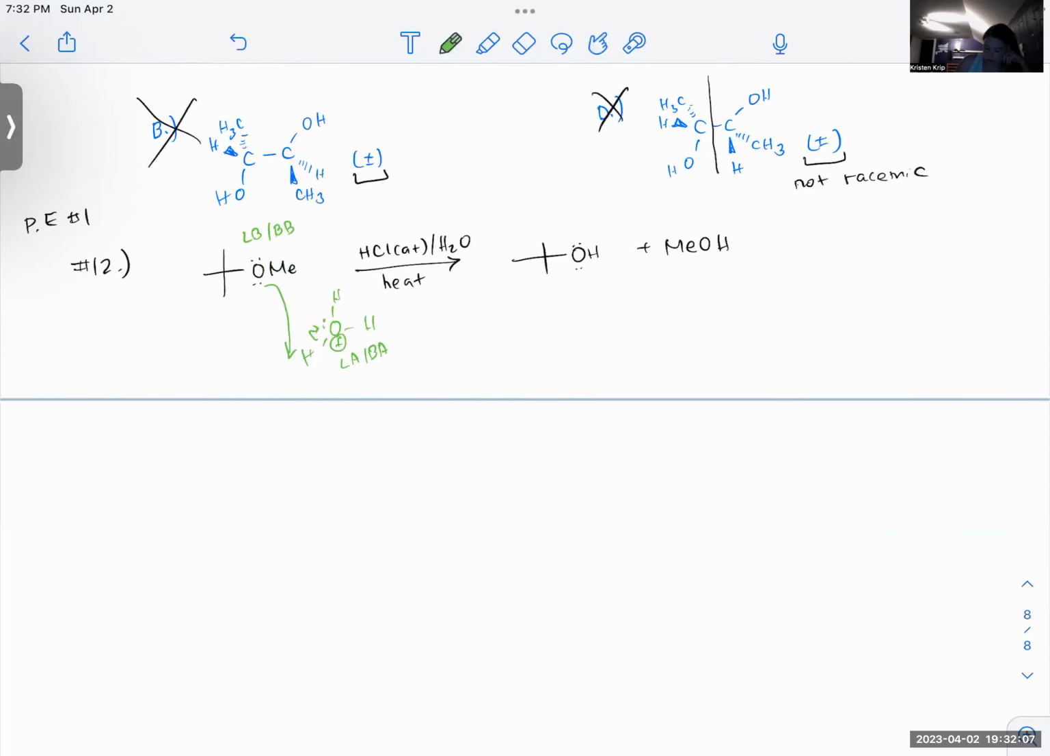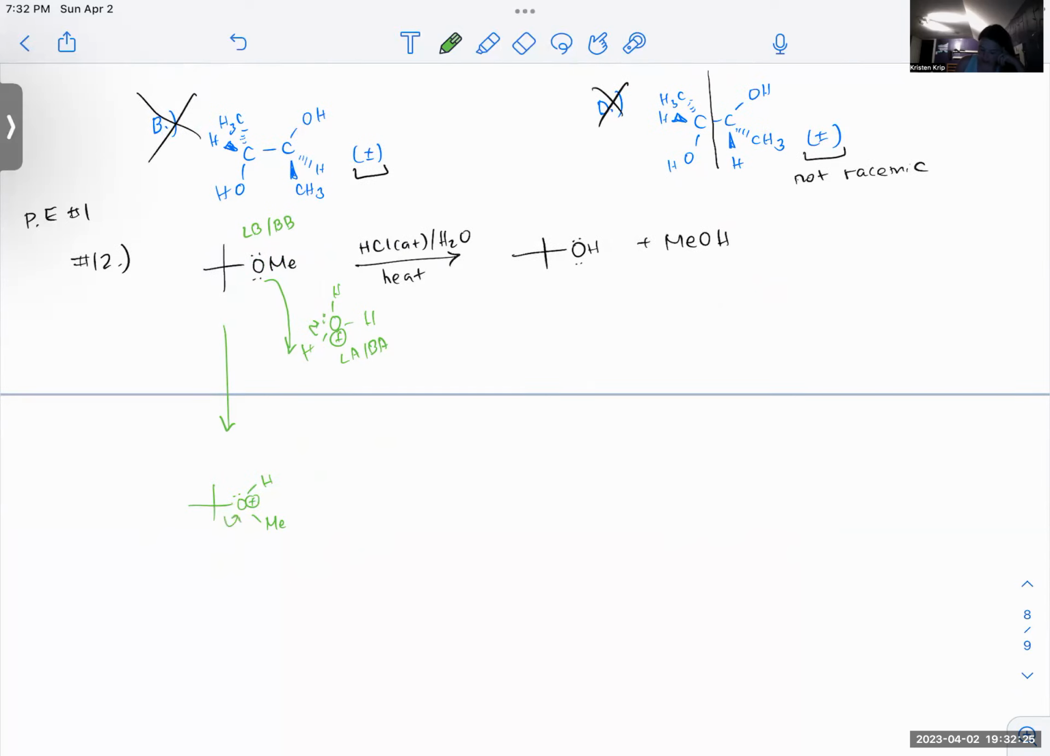We're going to move on to the next step. So now our oxygen has a partially positive charge. And it's basically like, you know, see ya, I'm good. I'm a good leaving group now. So it ends up leaving with this positively charged tertiary carbocation.